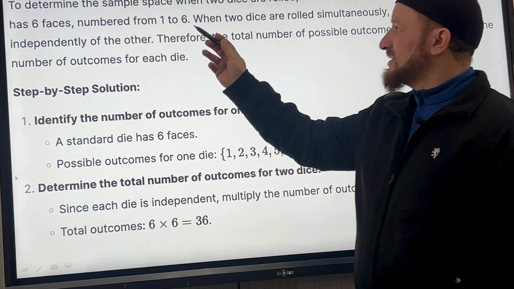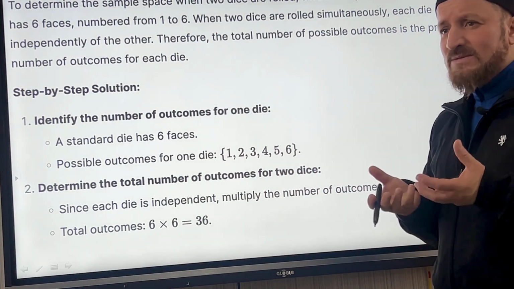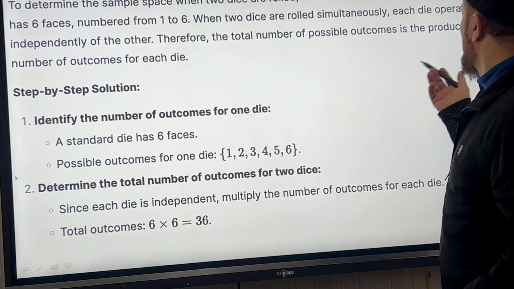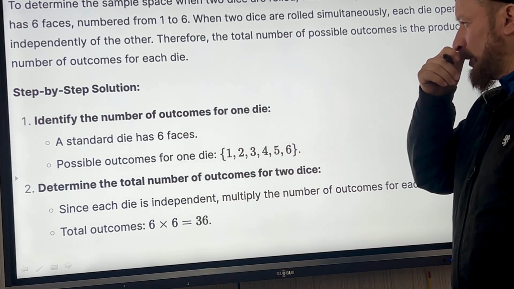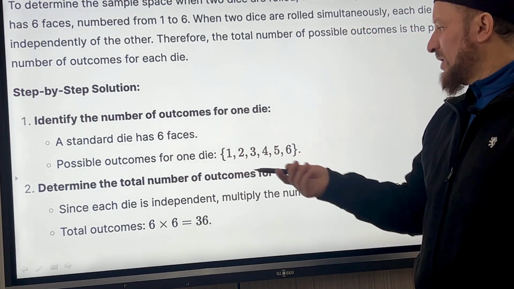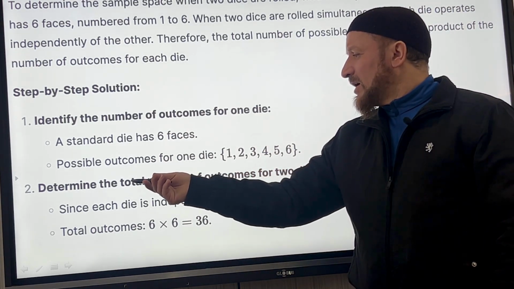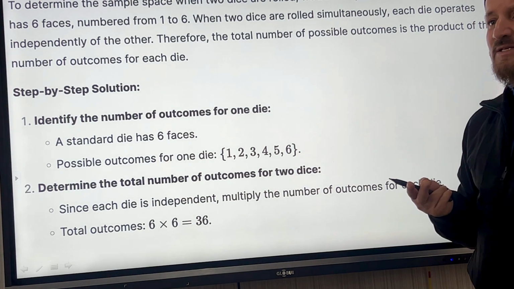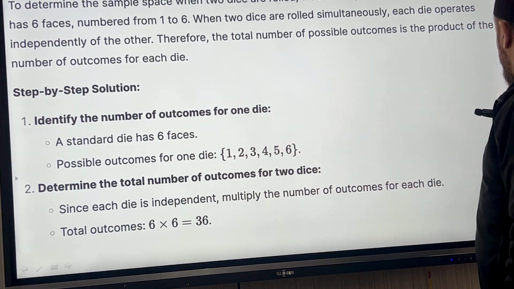Each die will have 6 faces from 1 to 6. So when you roll them simultaneously, and then you have to see individual others, then you have to sort the probability. Okay? Firstly, identify the number of outcomes for 1 die. 1 die we know there is 1 to 6. What about the total number of outcomes for 2 dice? It is like this, you know.